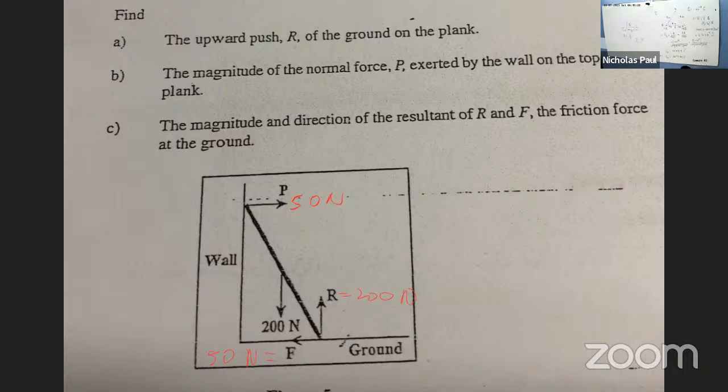Nalini, they want the resultant of R and F. So R is acting this way, F is acting this way. Where is the resultant? In the middle, a little more specific. Along the diagonal. Okay. So here is 50 and here is 200. How are we going to find the resultant force? Yeah, we did it last lap. Very good.